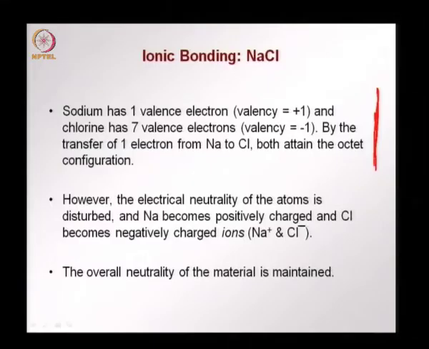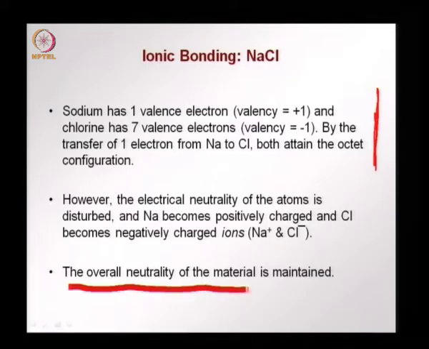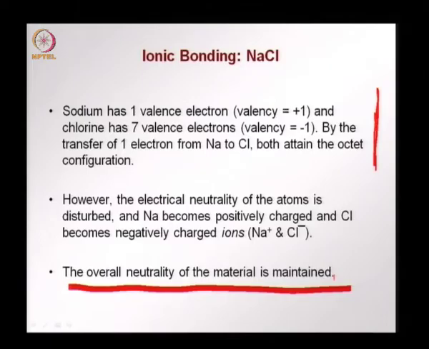This transfer of electrons changes the neutrality of the atom as such. The sodium becomes positively charged, that means it becomes a cation, and chlorine becomes negatively charged, it becomes a chloride anion. However, the overall neutrality of the material is maintained. Sodium chloride as such is neutral, because in all it has the cations and the anions together. So, the overall neutrality of the material is maintained.